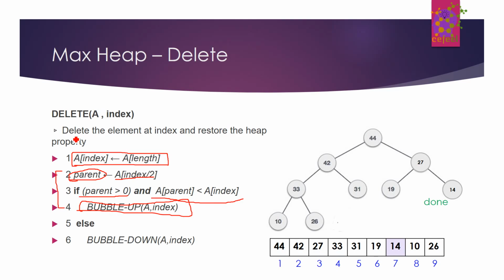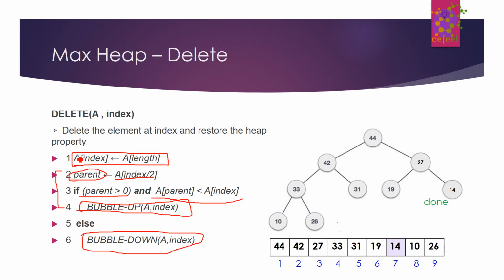If that is not the case, we are sure we need to do a bubble down. Either of them is always true, because in this case there will be children greater than this node, and hence this new node will need to be bubbled down towards the leaf. So this is how the delete process looks. Because we had already defined the bubble up and bubble down methods, this delete process looks very simple, very short.